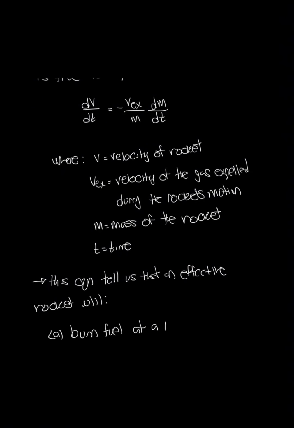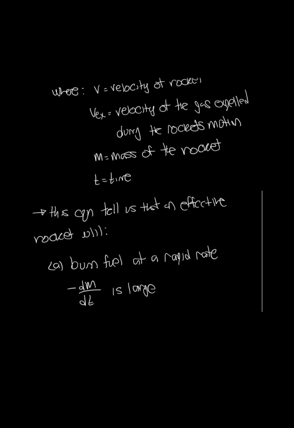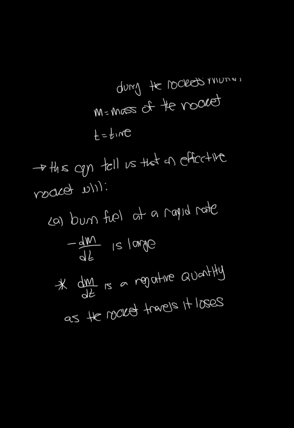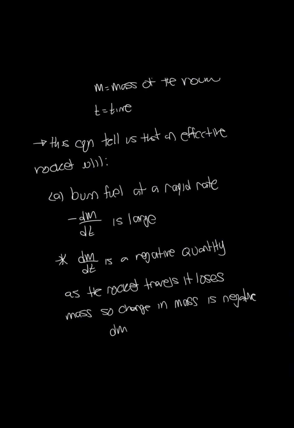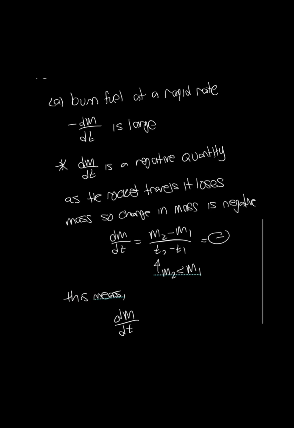burn fuel at a rapid rate, which means that the negative change in the mass divided by change in time is large. This makes sense because we have to note that the change in mass is negative, as the rocket travels it loses mass. Change in mass is given by this, the rocket's losing mass, so mass 2 is less than mass 1. So this means that negative change in mass over change in time is going to be positive.